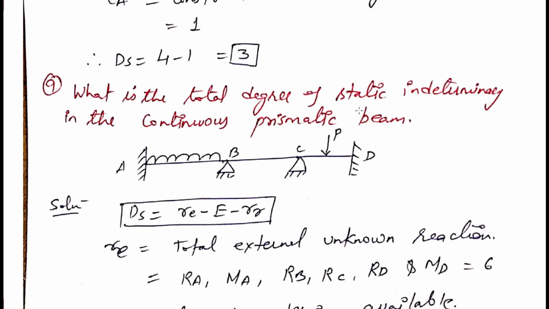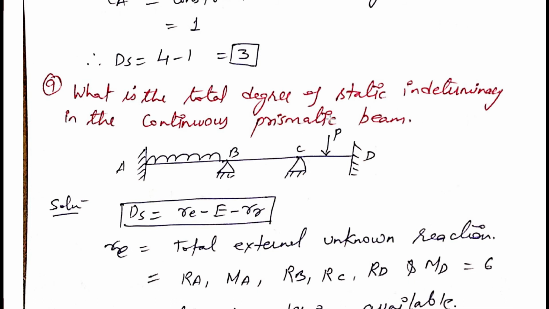What is the total degree of static indeterminacy in the continuous prismatic beam? So what is a continuous beam? A continuous beam is a beam in which more than one span is acting. So this is the AB span, this is the BC span. So this is more than one span, so we can say it is a continuous beam. And what is prismatic? A prismatic beam means its cross-sectional area is not changing here.